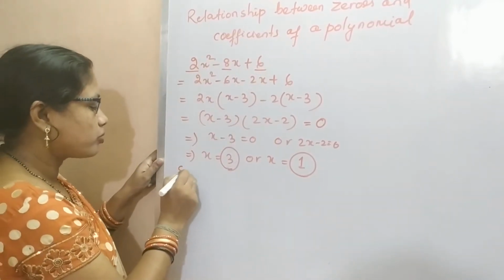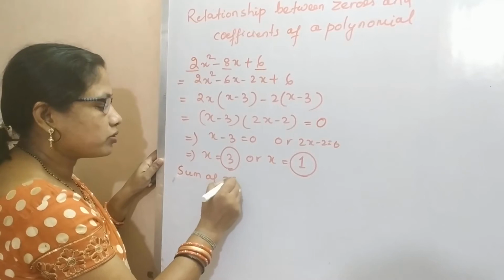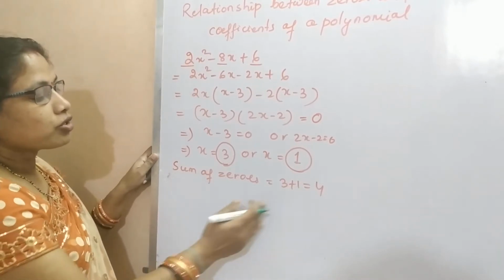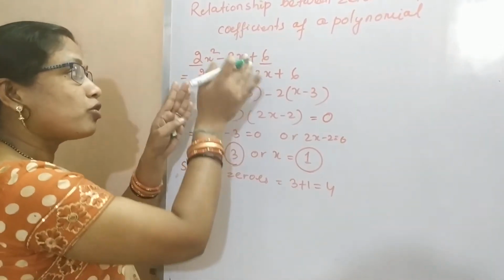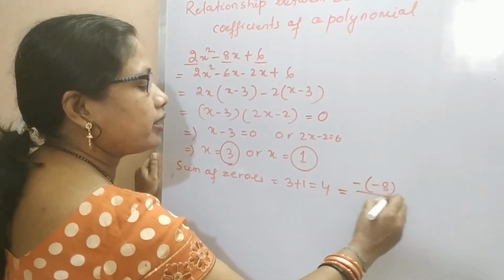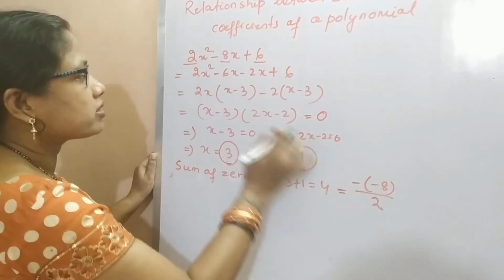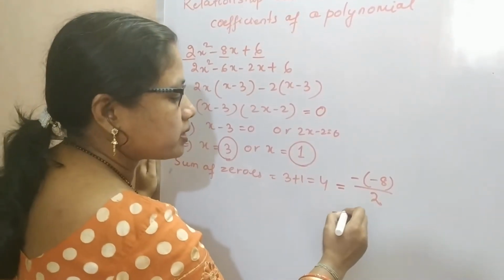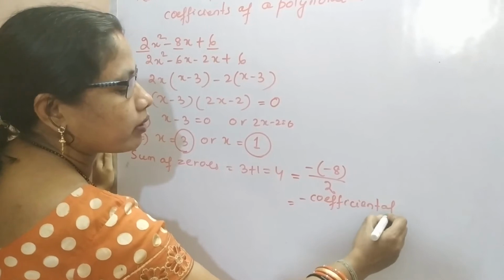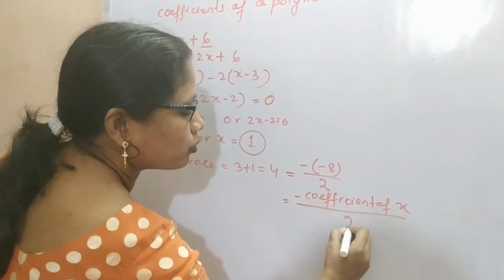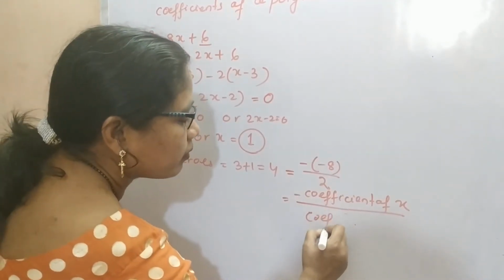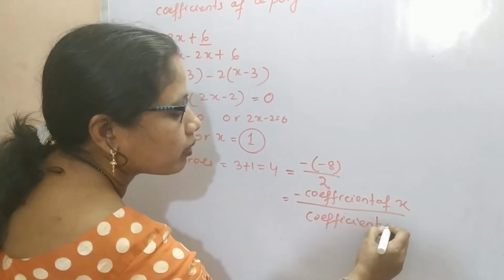So what is the sum of two zeros? Sum of zeros is equal to 3 plus 1. This is equal to 4. So 4, in terms of the coefficient of this polynomial, can be written as minus of minus 8 by 2. So what is minus 8? Minus 8 is the coefficient of x. And what is 2 here? 2 is the coefficient of x square.